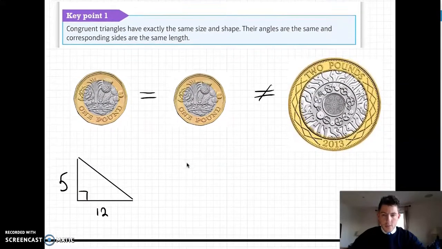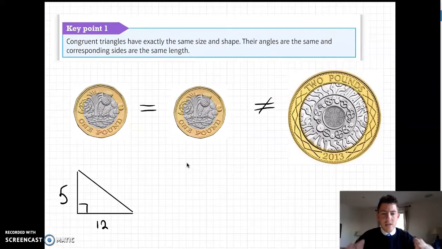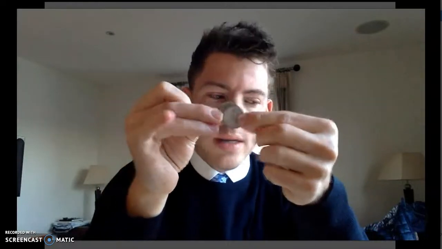Key point 1. Congruent triangles have exactly the same size and shape. The angles are the same and corresponding sides are the same length. So let me just show you an example for this. When you have coins, I've got two 10p coins and they are absolutely identical. 50p coins, same thing. I've got some bars of chocolate. You can see the rectangles, same size, everything's the same. So these shapes are the same.